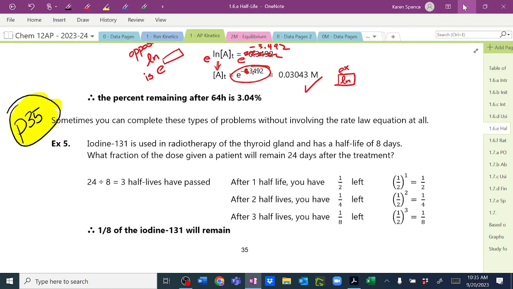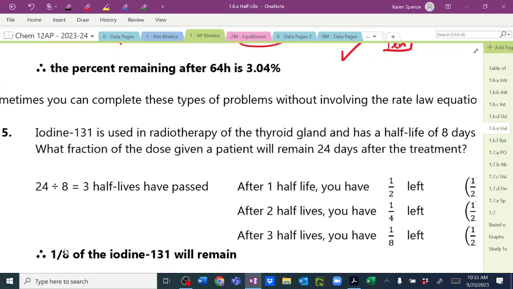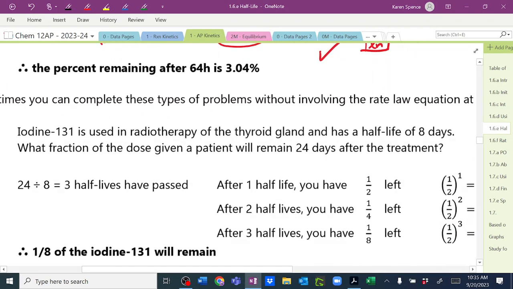Page 35. 35. Okay, 35. We're down at the bottom of the page.